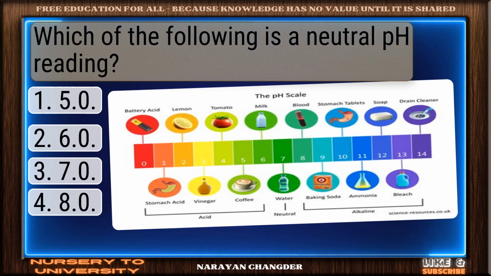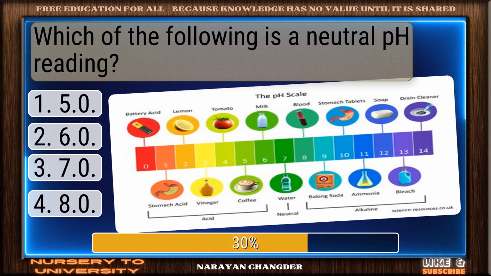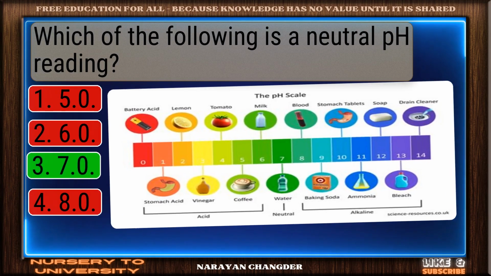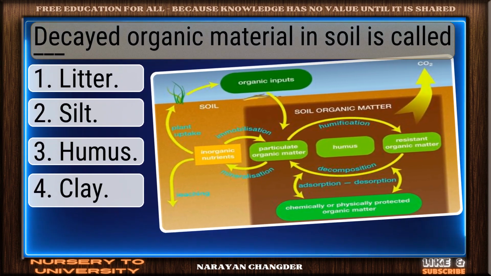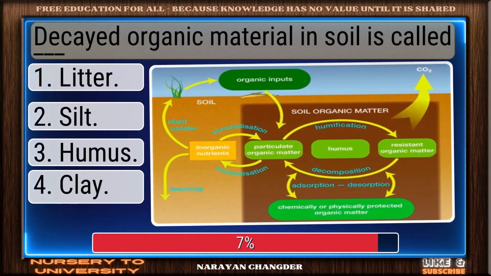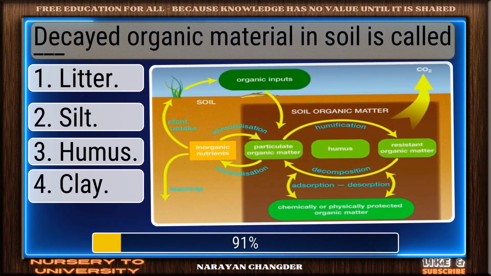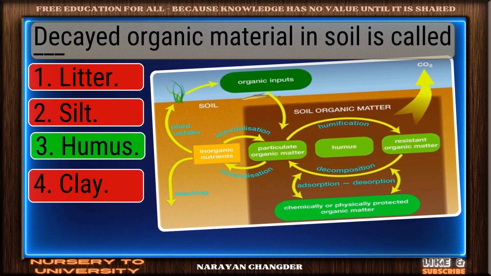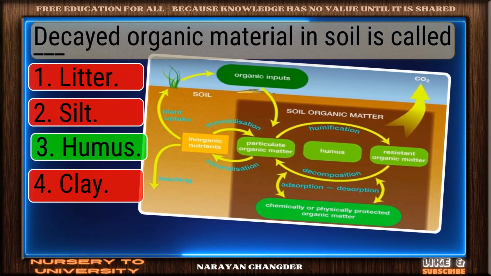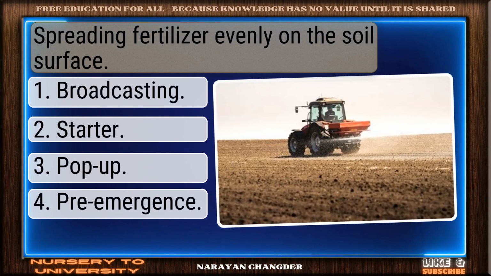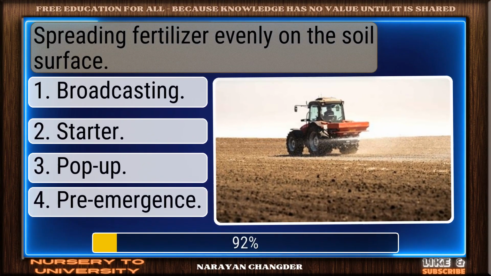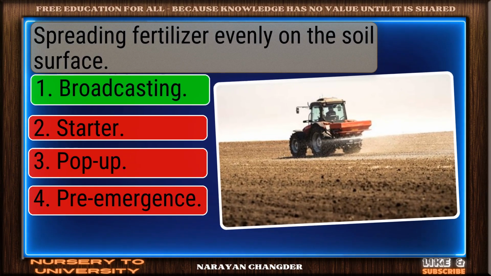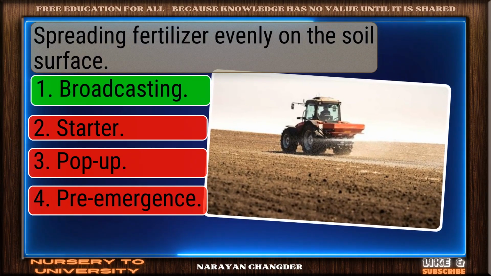Which of the following is a neutral pH reading? Well done. 7.0 is the right choice. Decayed organic material in soil is called dash. Well reasoned. Humus is the correct choice. Spreading fertilizer evenly on the soil surface. Correct. Broadcasting is the right answer.